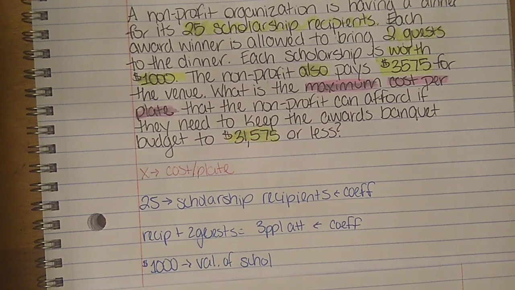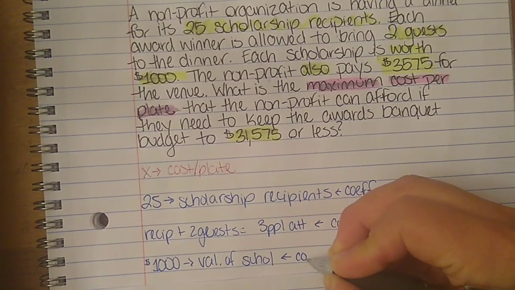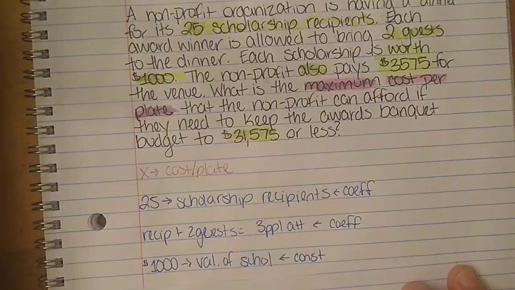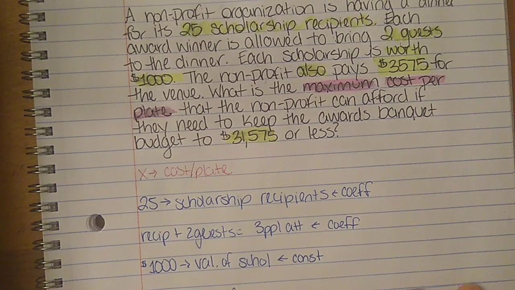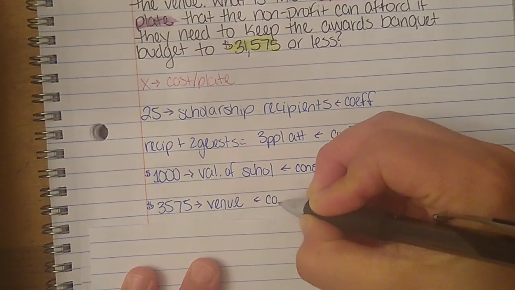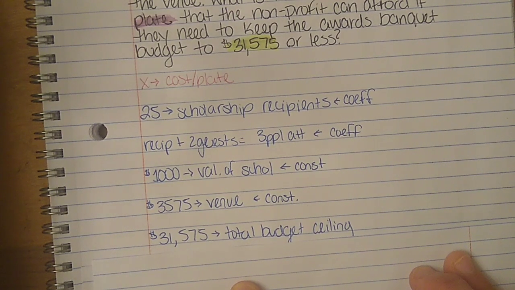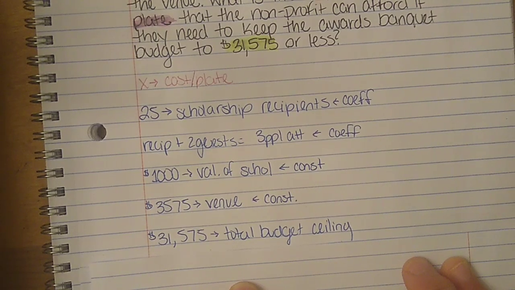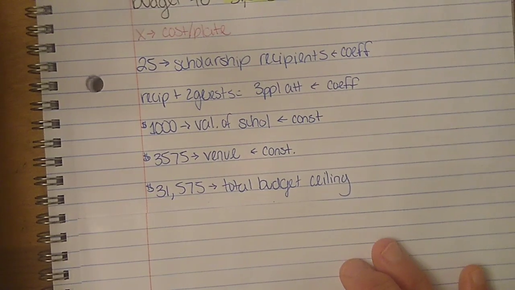That looks to be a type of constant as well, because that's not going to change. The value of the scholarship is $1,000. We're just going to have 25 of those given out. That $3,575 is the venue, also a constant. And $31,575 is the total budget ceiling. So that lets me know that that's going to be the thing that's by itself on one side of our inequality.